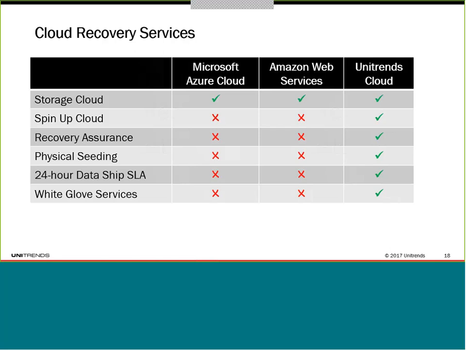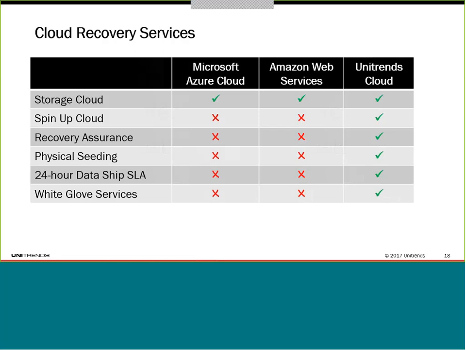So needless to say, Unitrends Cloud is totally focused on data protection and recovery. So the services that we offer are really geared around that sort of delivery. Every cloud can do storage, but can they spin up your failed applications when you need them? Now, one of the things that Unitrends Cloud delivers is automated recovery testing.